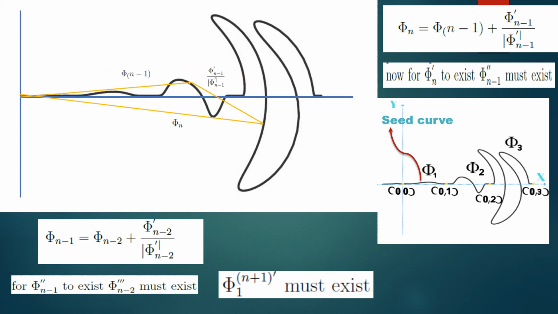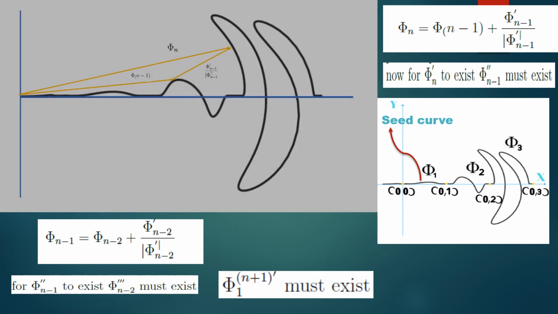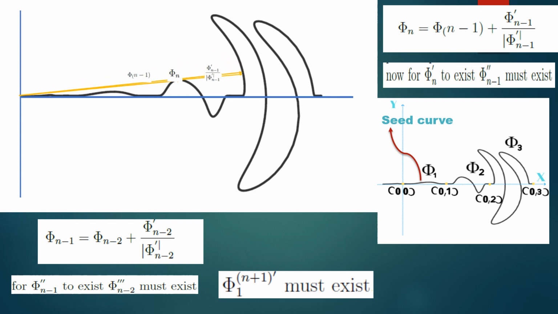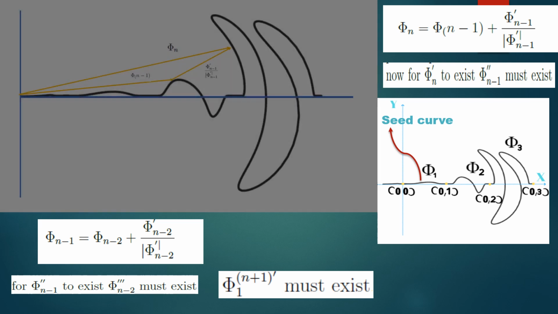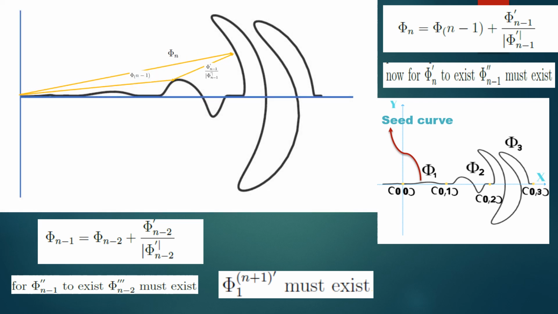But here we have taken the length of the bicycle to be 1. So we will divide it by its magnitude, and we know how to find the tangent vector. The first term represents the position vector of the point on the curve phi n minus 1, and the second term represents the unit tangent vector at this point. The summation of the two vectors will give the position vector of the corresponding point on the curve phi n. As you can see in this animation, any curve phi n can be generated by these two vectors. So our bicycle's back tire moves on the seed curve phi 1 and consequently generates the following curves phi 2, phi 3 and so on.